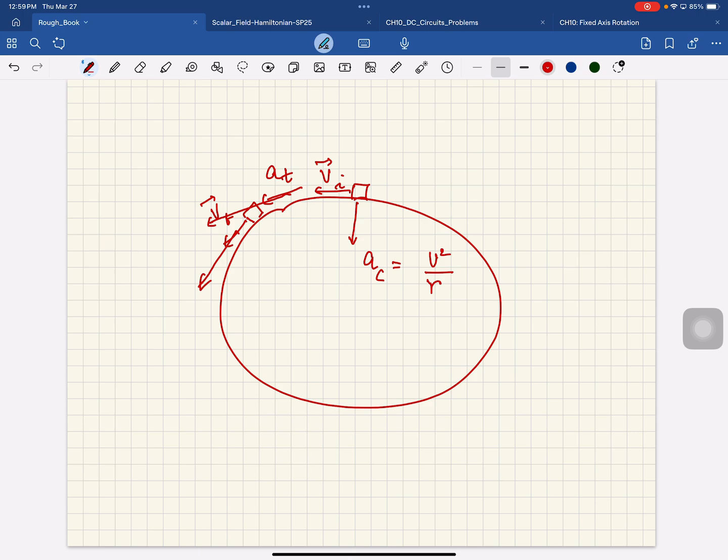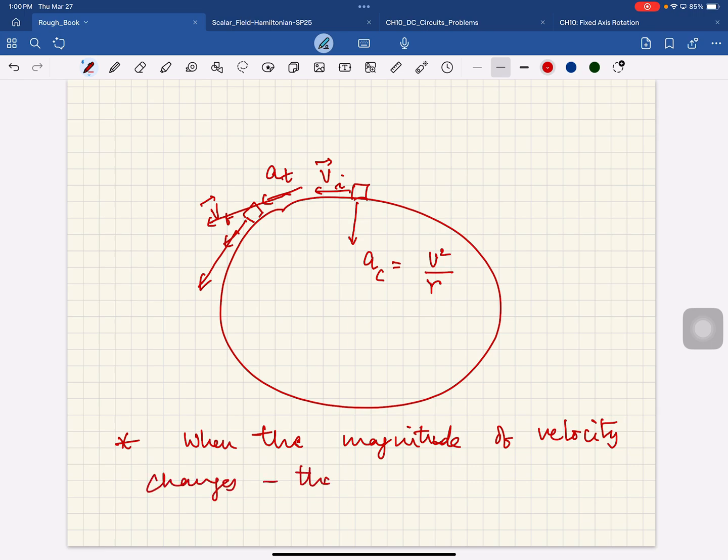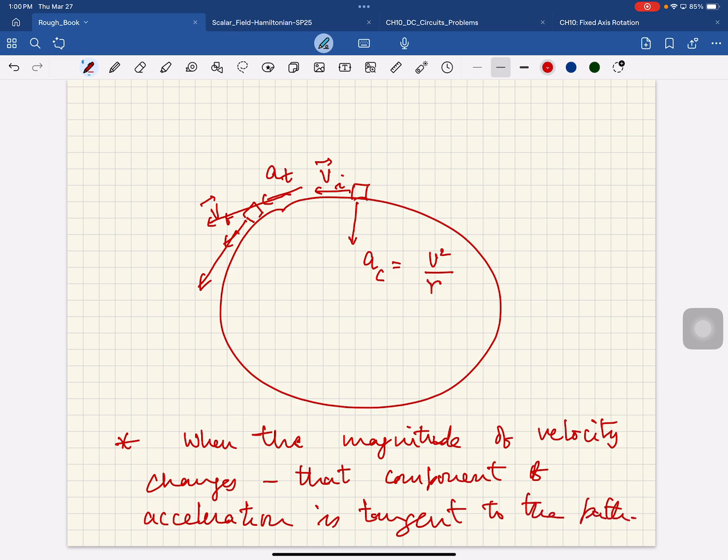So your path can be anything you want. Let's write that down. When the magnitude of velocity changes, that component of the acceleration is tangent to the path. And so we call it tangential acceleration, okay?